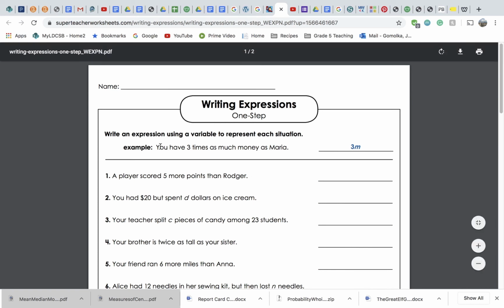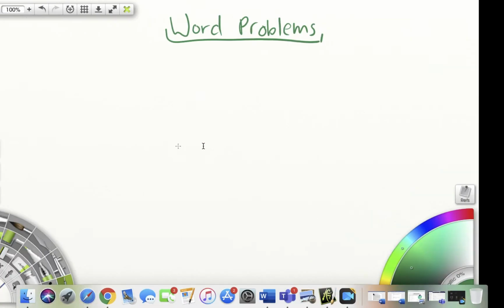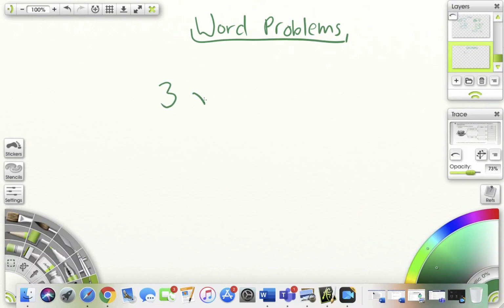So for example, you have 3 times as much money as Maria. So the key wording there is 3 times. This is right off the bat going to be a multiplication problem. So I have 3 times the amount of money that Maria has. Do I know how much money Maria has? No. So that's why I would use a variable in place.